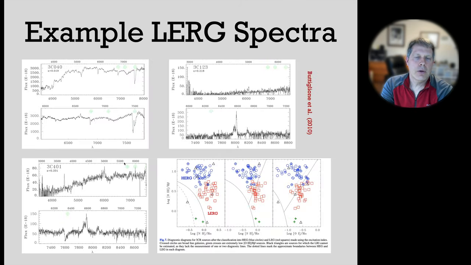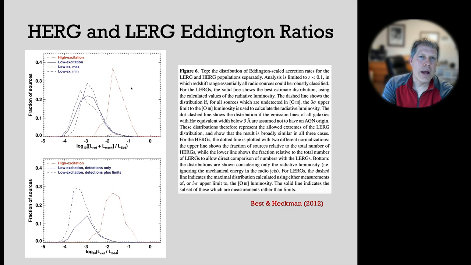Okay, so here is a plot that's quite useful that compares reasonable estimates of the Eddington ratios of high excitation radio galaxies and low excitation radio galaxies.